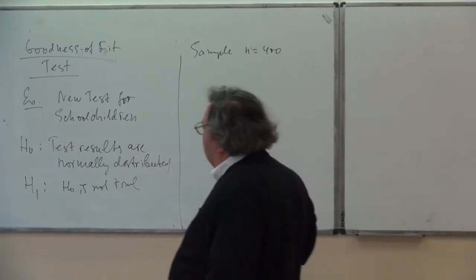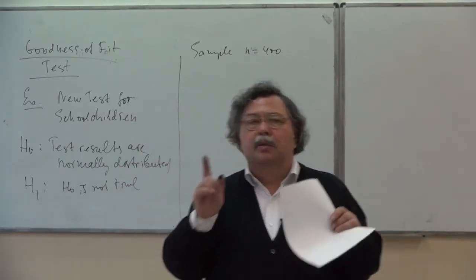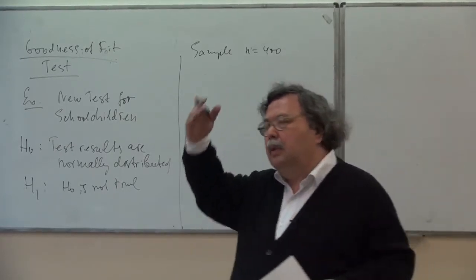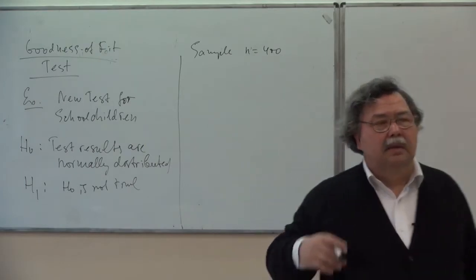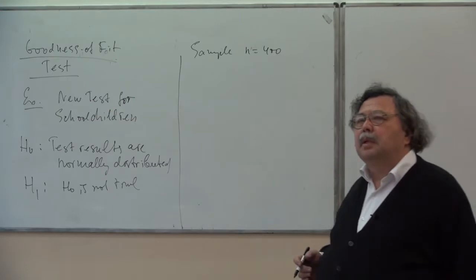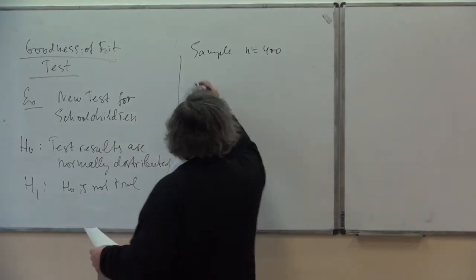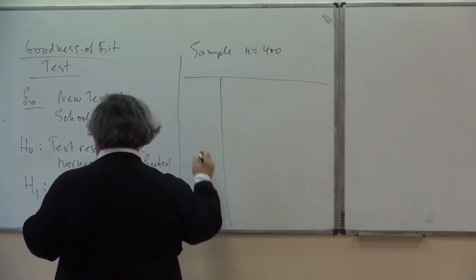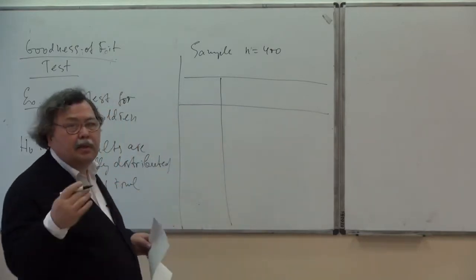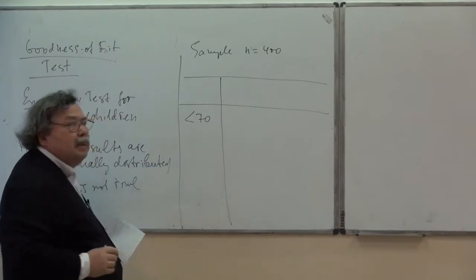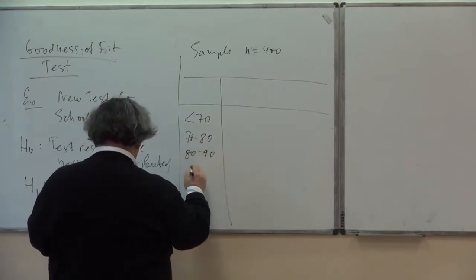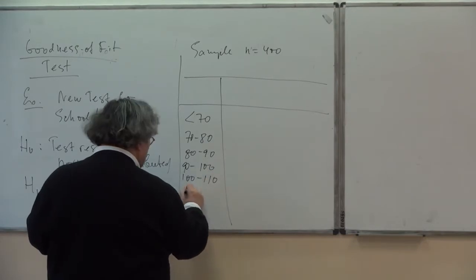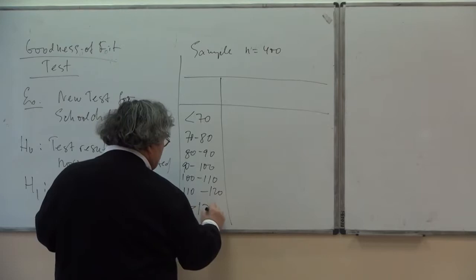First, we introduce brackets or bins. We divide all this data into certain categories on the number scale, on the scale that represents the number of points obtained by a test taker. Now, the grades that I introduce in this example are less than 70, 70 to 80, 80 to 90, 90 to 100, 100 to 110, 110 to 120, and greater than 120.